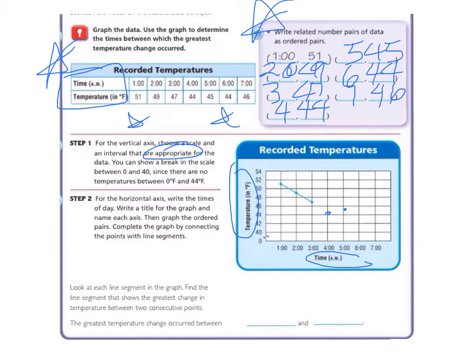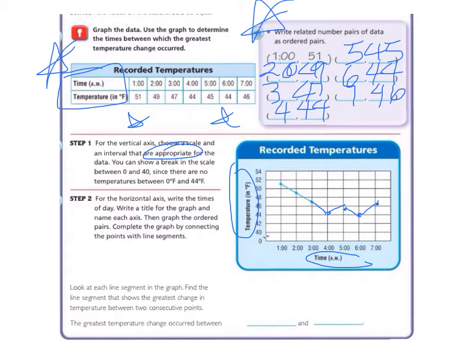then across to the 6 o'clock and up to 44 degrees, and then across to 7 o'clock and up to 46 degrees. And then we follow directions and we complete our graph by connecting the line segments. Don't forget that step because otherwise you don't have a line graph.